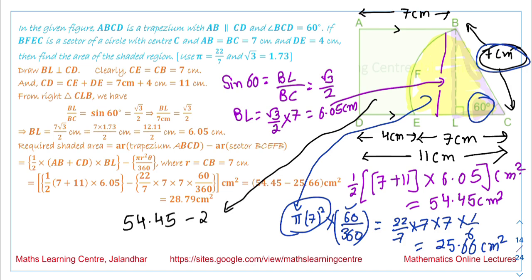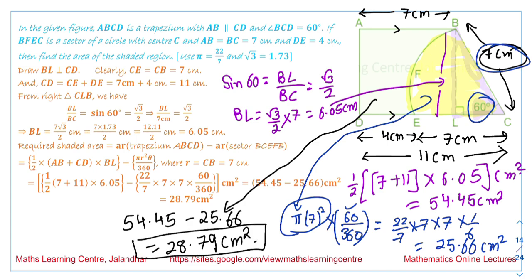So the area of the shaded portion will be 54.45 minus 25.66, that is equal to 28.79 centimeter square. So this is the area of the shaded portion.